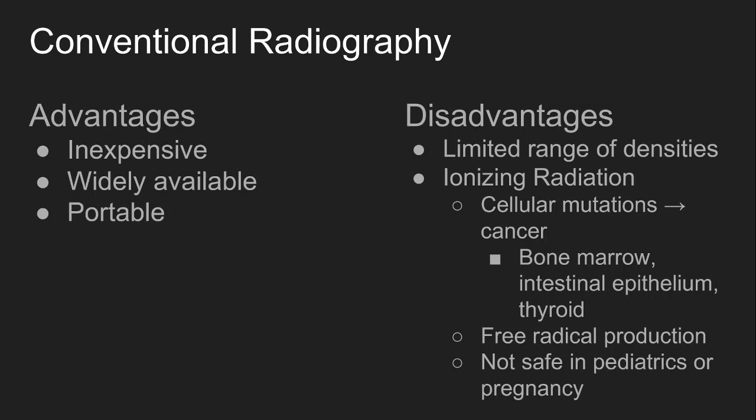Perhaps the greatest disadvantage is the exposure to ionizing radiation. Radiation exposure can cause free radical production and cellular mutations, which can predispose patients to malignancy. Tissues that have high turnover rates, such as bone marrow, intestinal epithelium, and thyroid, are much more sensitive to radiation. For this reason, X-rays should be used with caution, particularly in children or pregnant women. In these patient populations, if possible, use ultrasound or MRI.